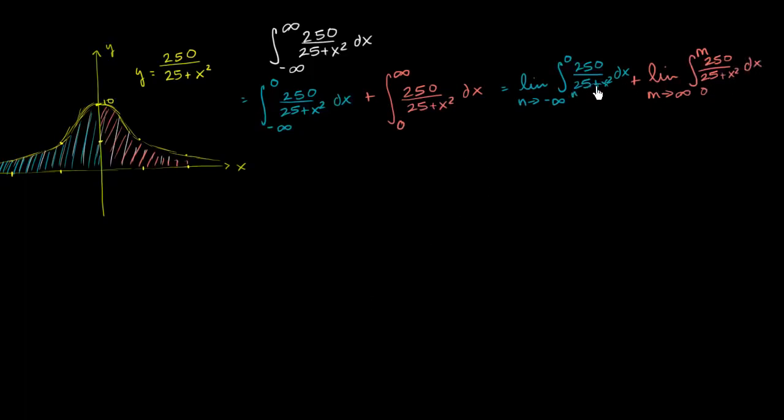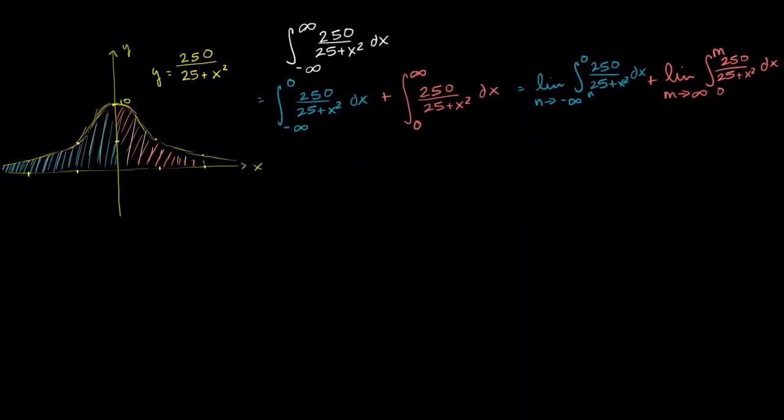And to do that, we just have to figure out an antiderivative of 250 over 25 plus x squared. So let's try to figure out what that is. I'll do it over here on the left. It might already jump out at you that trig substitution might be a good thing to do. You see this pattern of a squared plus x squared, where in this case a would be 5. So we can make the substitution that x is equal to 5 tangent theta.